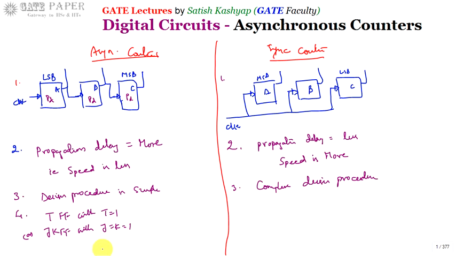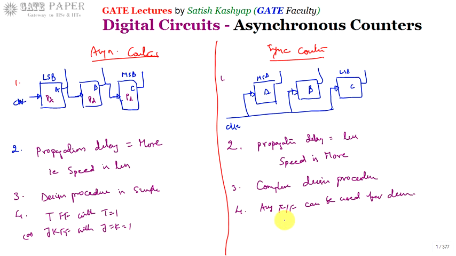Okay, so either T flip-flop with T equal to 1 or JK flip-flop with J equal to K equal to 1 can be used in asynchronous counter design. No other flip-flops are suitable. Even if it is suitable, it requires a complex design process, and again the advantage of the third one, that the design procedure is simple, will vanish. Whereas in this case, any flip-flop can be used for the design.